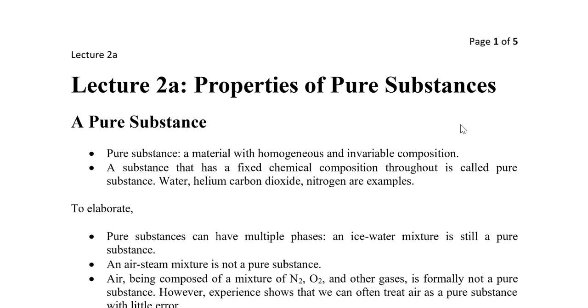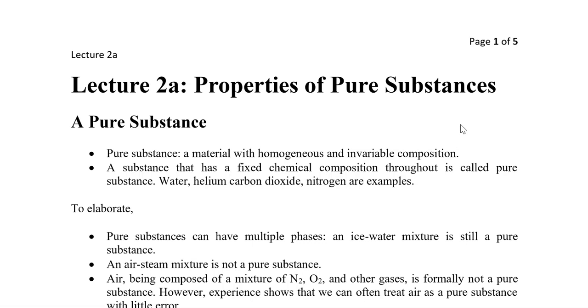Bismillahirrahmanirrahim, lecture number 2A, property of the pure substance. In our last lecture, we did some basics of thermodynamics. Today we will be doing some more basics, and today we'll be talking about the property of the pure substance. So what exactly is a pure substance?